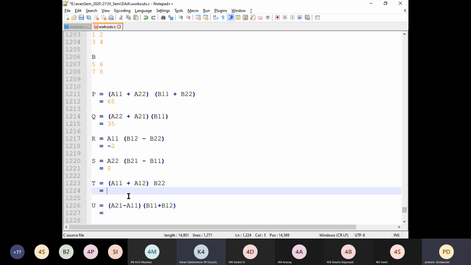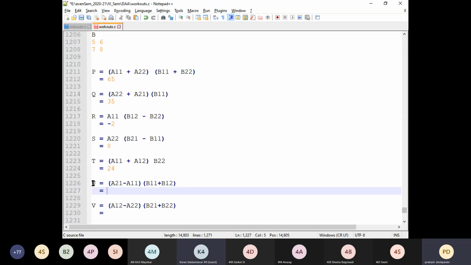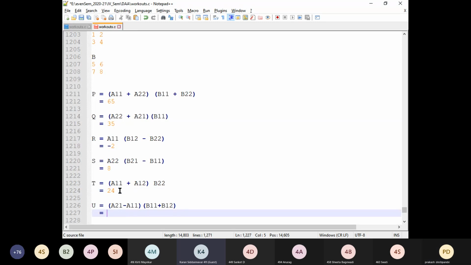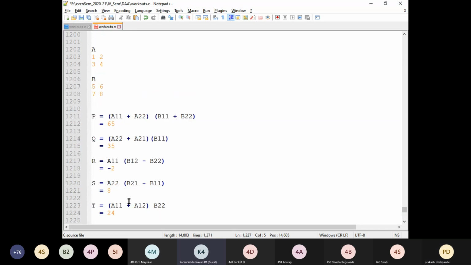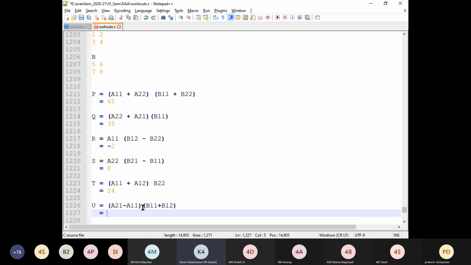Yes, Anushka. What is the value of T? Sir, T is how much? Sir, 24. That's correct. Correct value of U. Sir, show me the values of A, sir. Sir, go on top. Okay. 4, minus 8, to 1.